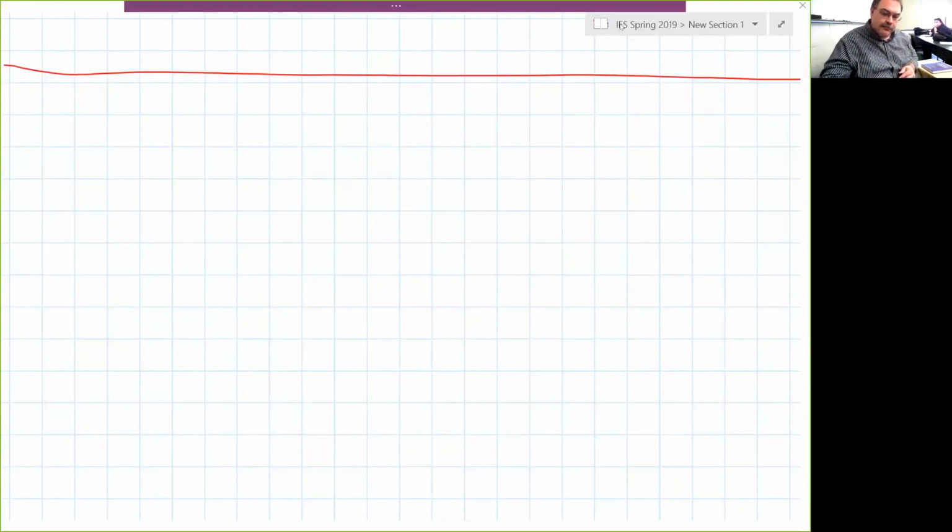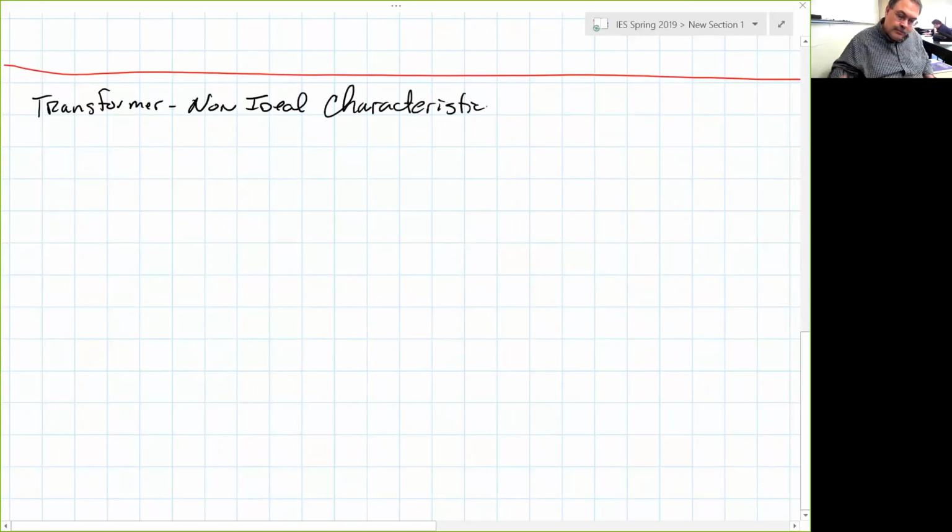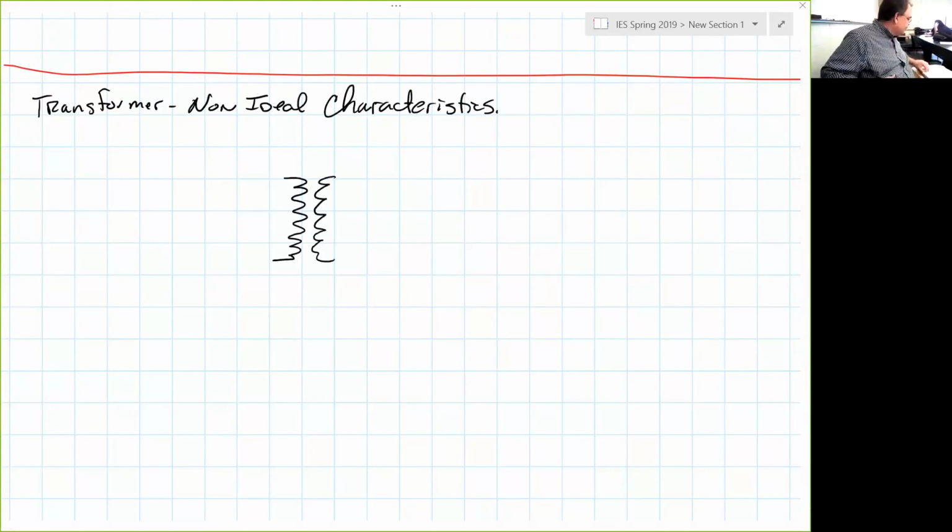So what I want to talk about here is non-ideal characteristics of transformers. Okay, so let's go back to our basic, simple single-phase transformer. On a three-phase unit, this is applicable to all three phases, okay? If you take a look in Chapter 2, it's the first section of Chapter 2.